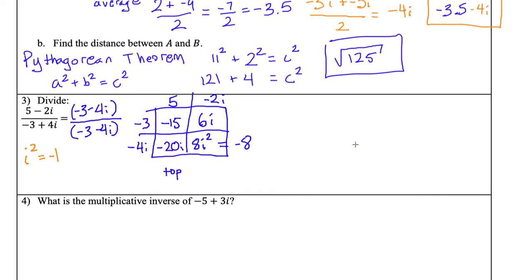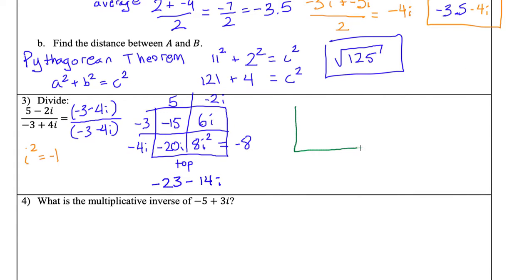All right, then I need to combine like terms. When I combine all of my like terms, -15 and -8 makes negative what? -23, good. And -20i plus 6i is negative what? Be careful. Negative 14i. So that's the numerator, the top. We have to do the same thing for the denominator, although there is a shortcut if you remember it. Let's go the long way, though.